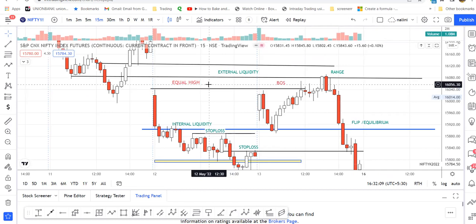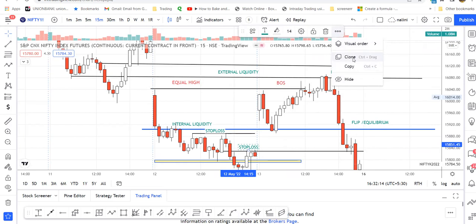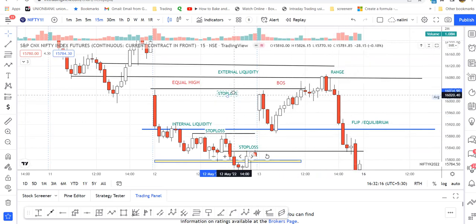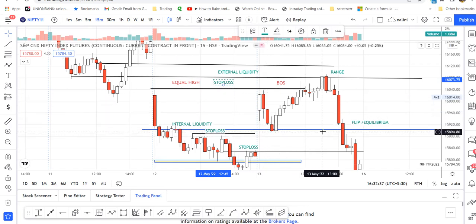So what will the sellers do? The sellers will again keep their stop losses. There is a stop loss here and there is a stop loss there. So money is flowing in this area, stop loss. And price came down, the sellers entered the market, price came down and it hit the level of the balanced area.